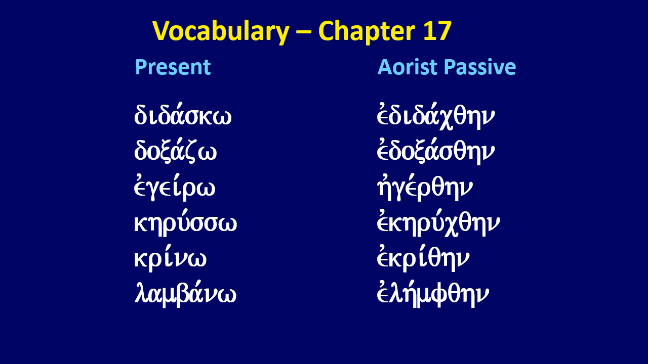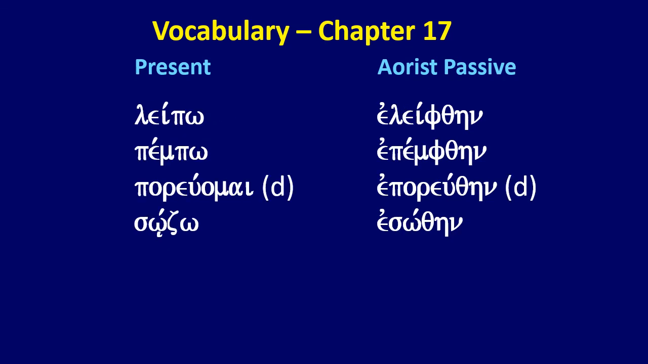And then lastly, we have lambano for this slide, meaning I take or receive. And then elemphthein, very different spelling for the passive voice form, meaning I was taken or I was received. And then we have leipo, I leave, in its aorist passive form, eleiphthein, I was left. And then pempo, I send, and then epemphthein, I was sent.